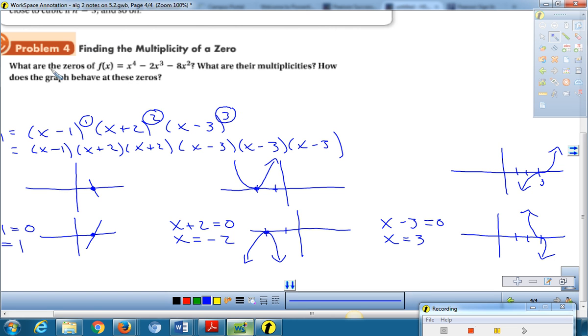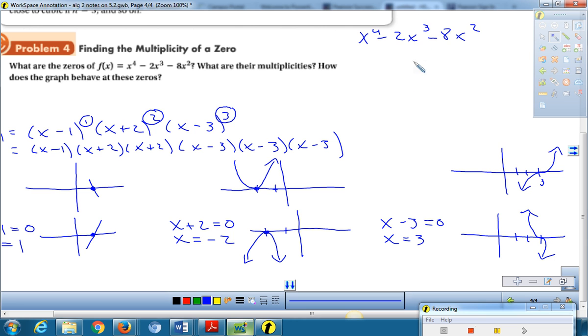All right. So now, what are the zeros of this function, and what are their multiplicities, and how does the graph behave at each of the zeros? So what we need to do is put it in factor form. When it asks for the multiplicities, they're talking about what power they're raised to. Okay? So let's go ahead and look at this one. We have x to the fourth minus 2x cubed minus 8x squared.